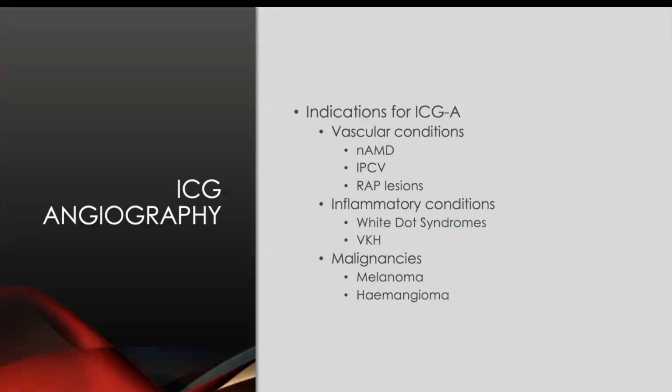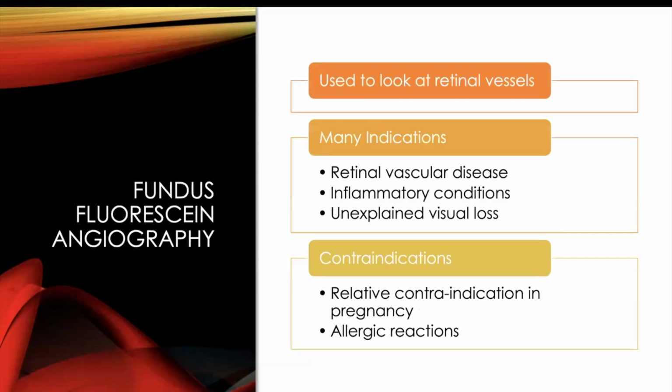And your indications are looking for things like vascular conditions, things like AMD, PCV, wrap lesions, specifically where you're worried that there are lesions or membranes that are coming through from the choroid. Inflammatory conditions, where you're worried about things like choroiditis, VKH, and certain malignancies as well, might be where you might consider doing an ICG angiography.